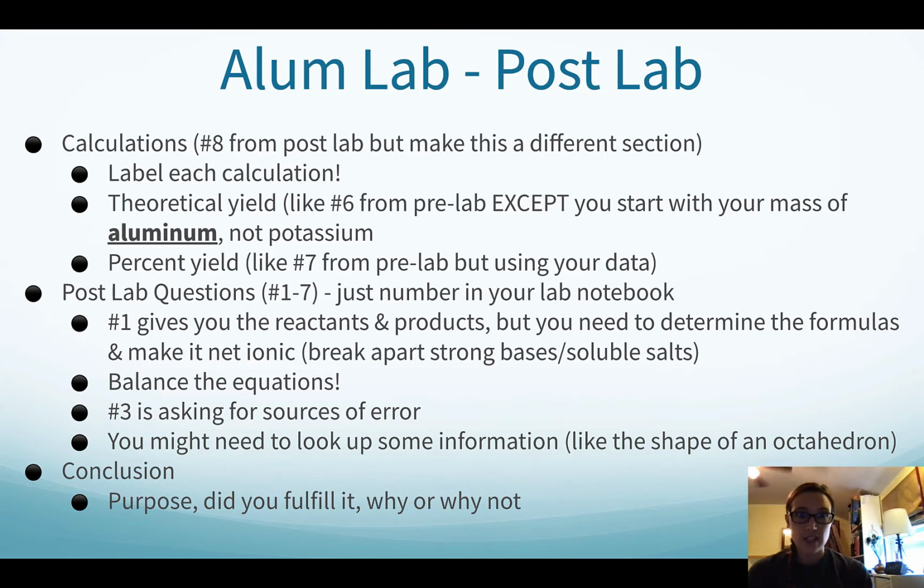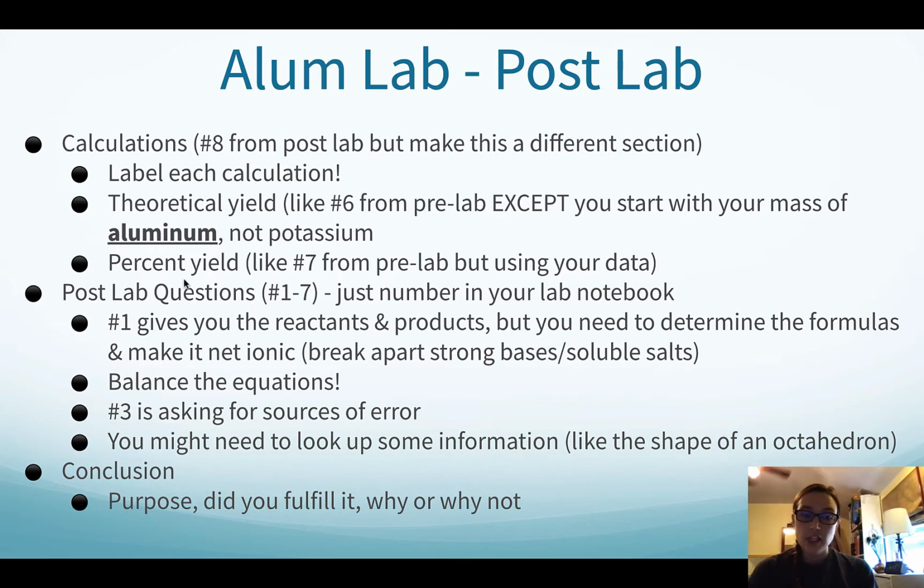Once you have that done and you move on to calculations, make sure this is a separate section. This is actually number 8 from the post-lab questions, but I want it to be a completely separate section. You're going to have two calculations: theoretical yield and percent yield. Make sure you label each calculation. The theoretical yield is like number 6 from the pre-lab, except you're starting with your mass of aluminum, not 1.0 grams of potassium like the pre-lab. For percent yield, this is like number 7 from the pre-lab, but you're just using your data.